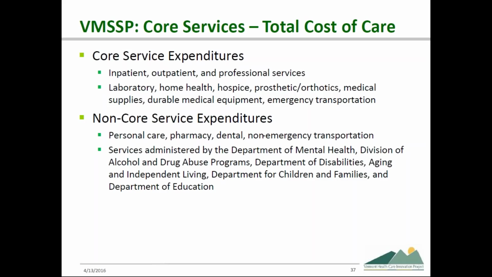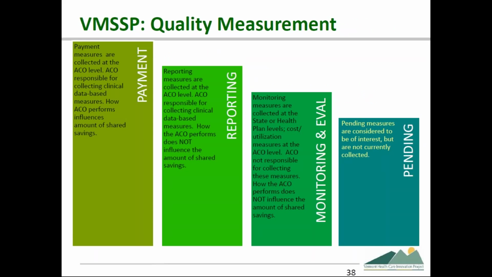There are also a number of non-core service expenditures that are not included in the ACO's total cost of care and are therefore not included in the ACO's expenditure for the program year. And these include services such as personal care services, pharmacy services, dental services, non-emergency transportation services that are offered through Medicaid but are not included in the trend. There are also a number of services that are administered by other departments within the state. I'm not going to list them all, but those services are also excluded from this trend.